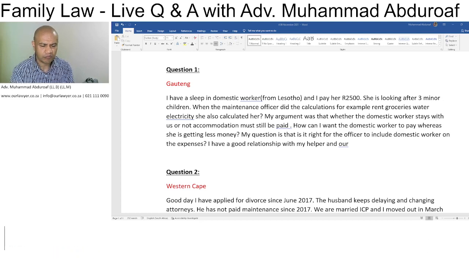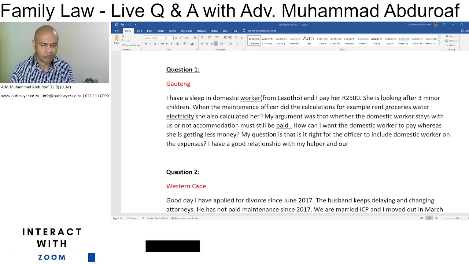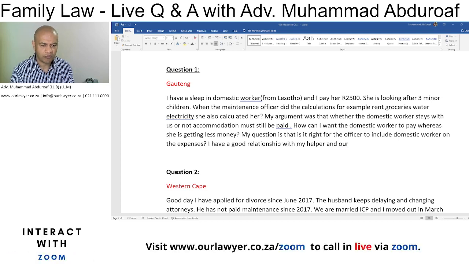When they do the maintenance, they take out the portion for me and the domestic worker on the side, and they also put the children's ones on the side. I wasn't sure whether it is fair to include her in the expenses because she's living with us in the same premises. Yes, I'm with you. So maybe I can just jump in here quickly.